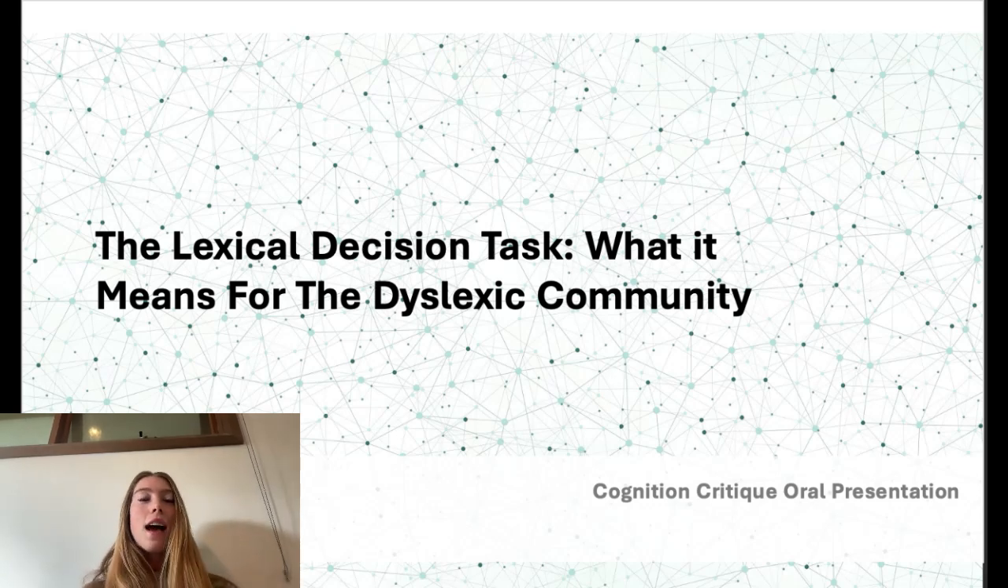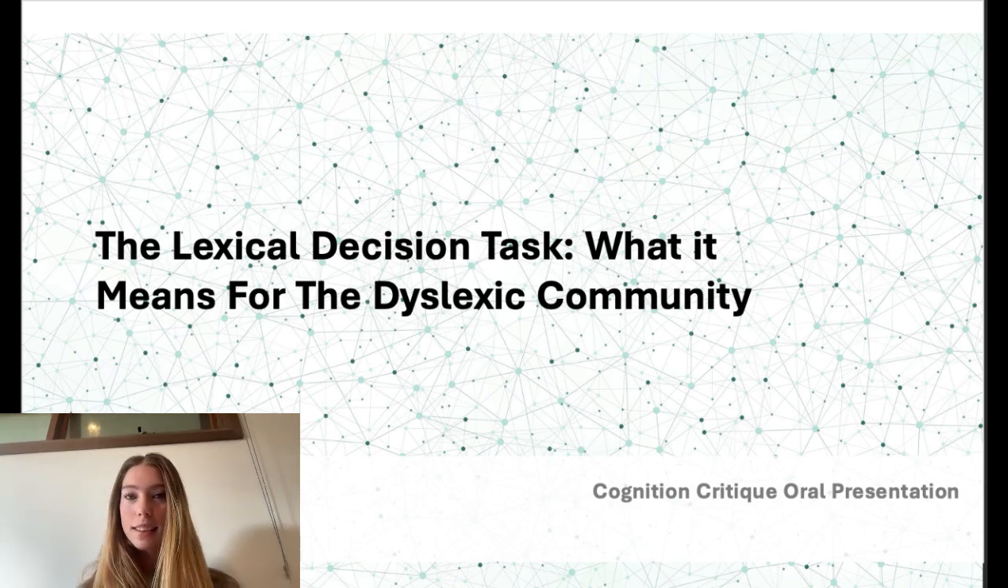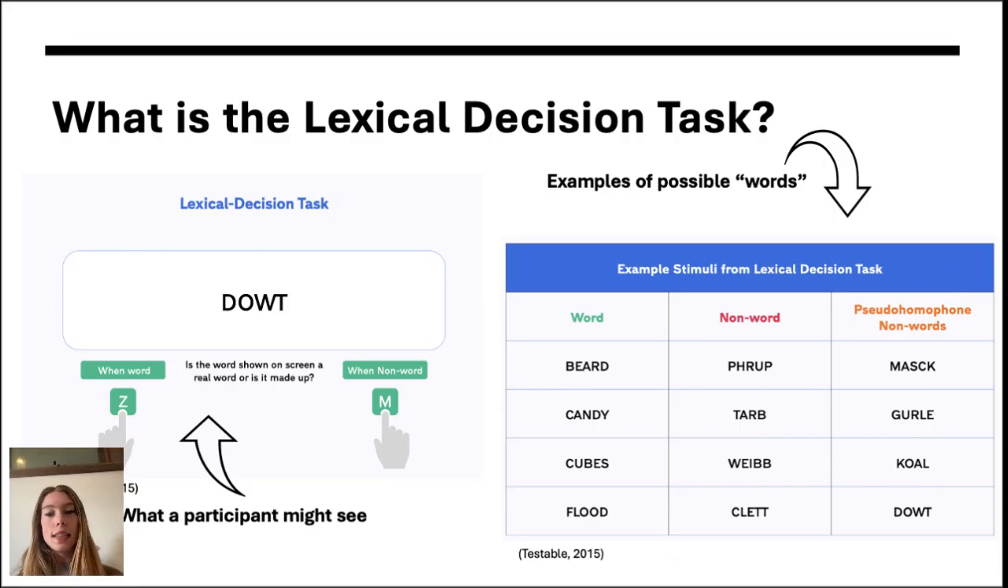Hi, I'm Aurelia, and my chosen topic that I'll be talking to you about is the lexical decision task and how it affects dyslexics. So let's start with what is the lexical decision task.